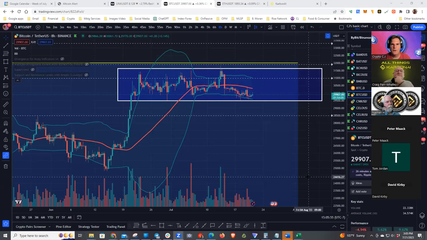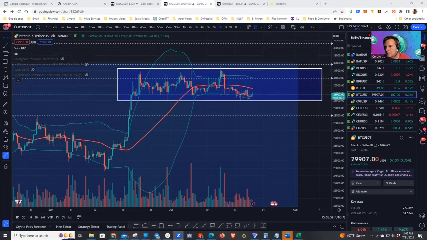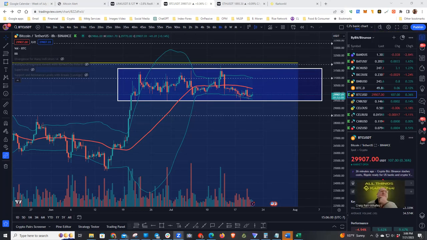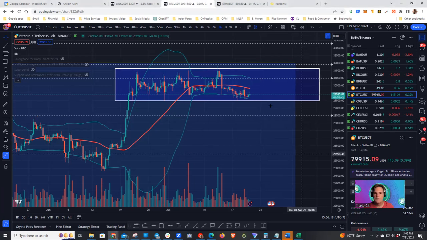Okay, I'm on the Bitcoin, I think, 8 hour chart. I've drawn this rectangle here, which is between 29.5 and 31.5. That's where we've been since late June. So for the last 3 weeks or so, it's been stuck in this range.